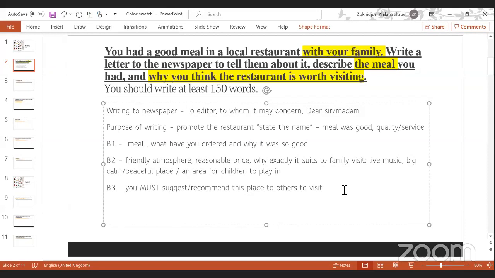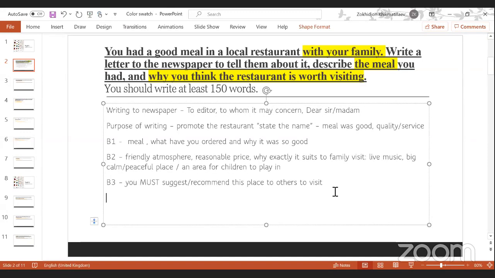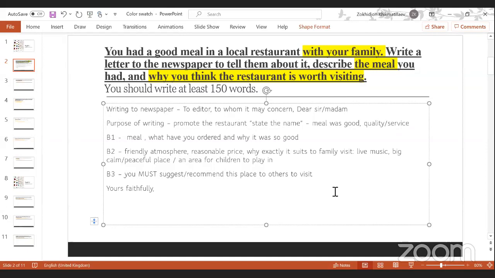Do we need a conclusion? Yes. Really? In the letter, no. What kind of conclusion do we need? I think that these body 3 can be our conclusion. Yeah, it is already. So after this, what should you say? Yours faithfully. Okay, yours faithfully, yours sincerely. And you state your name.